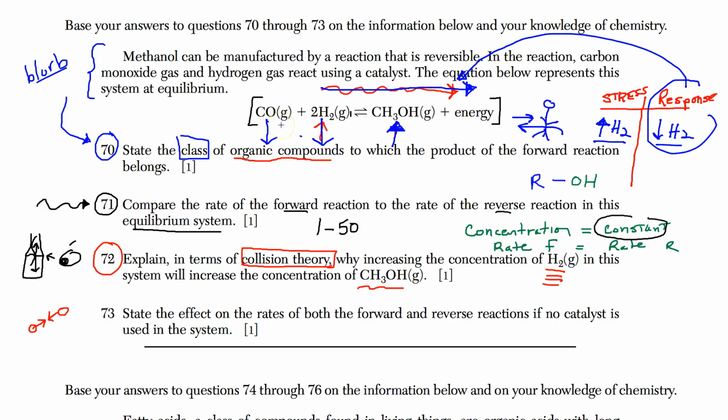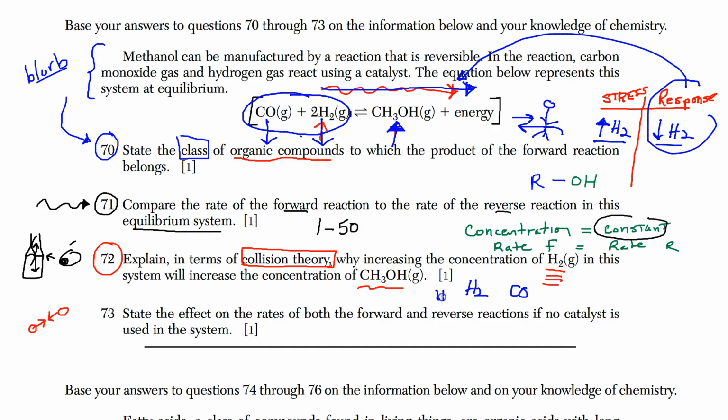Now, this question is not asking you to explain in terms of that, but you should know the shift means the reaction is going one way faster than the other. And the only way that happens is because these molecules are colliding more often. So if you add more H2, H2 is going to collide more with the CO2, or in this case, I'm sorry, the CO, the carbon monoxide.